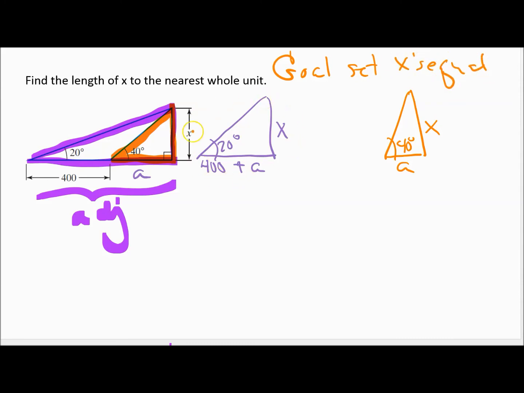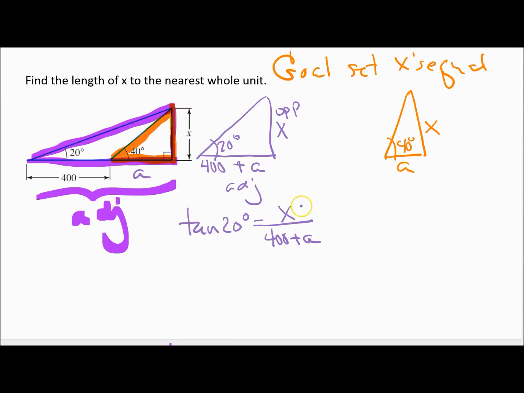So let's set this purple up as a trig function. I've got across this way, you agree, that's opposite. This way is adjacent. The problem is we don't know either one of them. But let's just set it up. What trig function has opposite and adjacent in it? Well, that is tangent. So I have the tangent of 20 degrees is equal to opposite, which is x, over adjacent, which is 400 plus a.